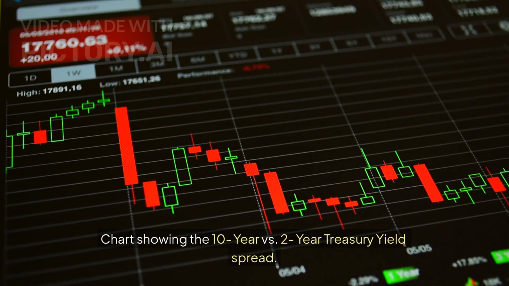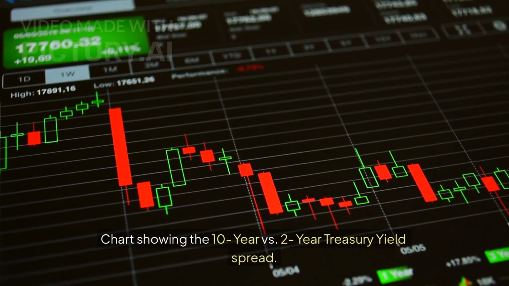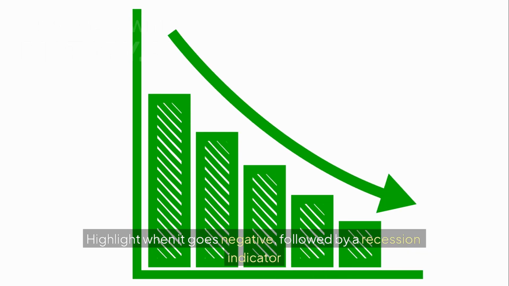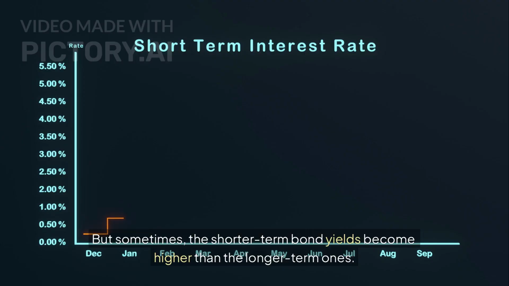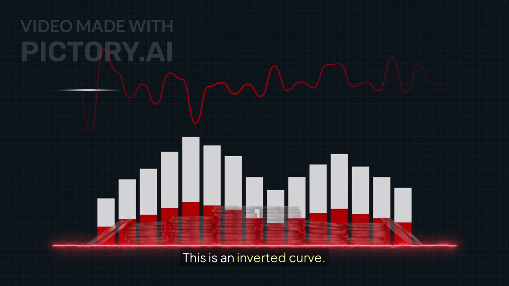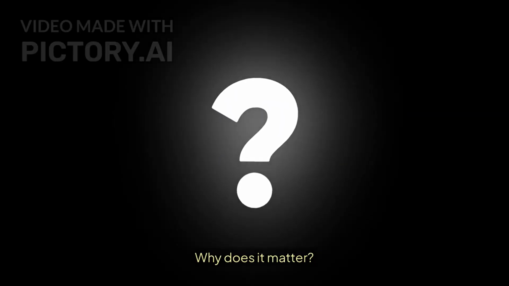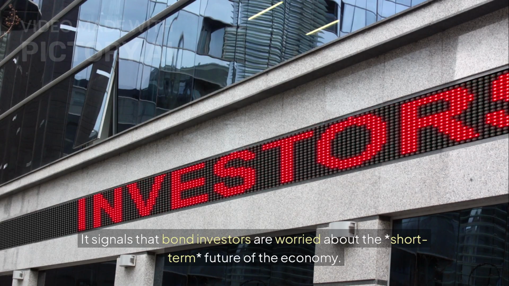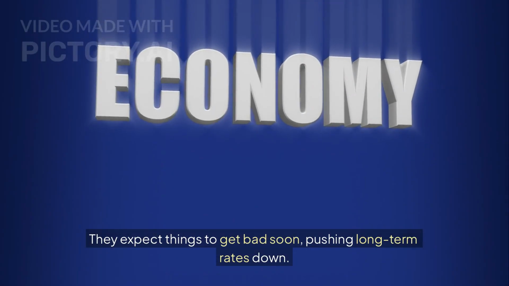Chart showing the 10-year versus 2-year Treasury yield spread. Highlight when it goes negative, followed by a recession indicator. Sometimes, the shorter-term bond yields become higher than the longer-term ones. This is an inverted curve. Why does it matter? It signals that bond investors are worried about the short-term future of the economy. They expect things to get bad soon, pushing long-term rates down.